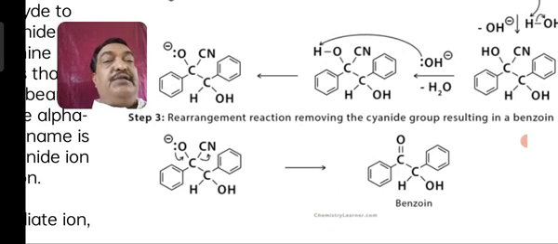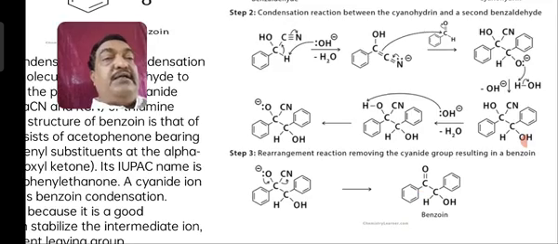How does it undergo rearrangement? The cyano group will be eliminated, CN minus will be eliminated, and the lone pair of electrons between oxygen and carbon shifts, making the carbonyl group, and the cyano group is eliminated. The product contains two aromatic rings between the carbonyl carbon and the carbon with the OH group. So this product is called benzoin. So it's a very simple benzoin condensation.